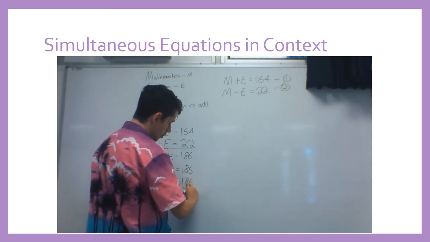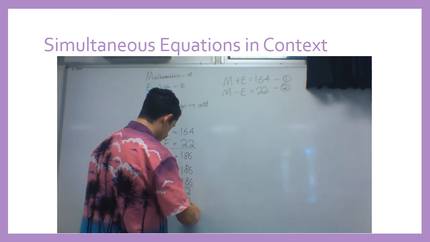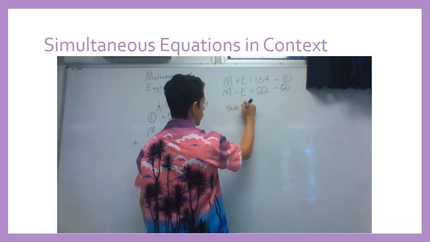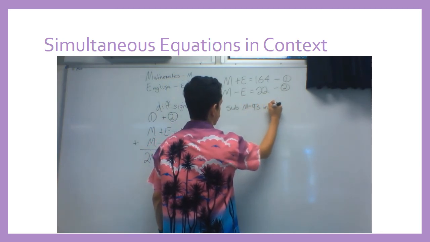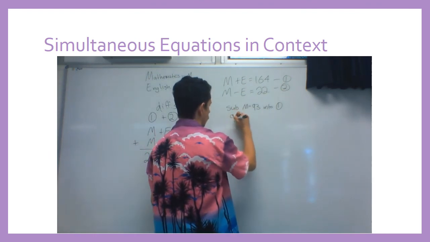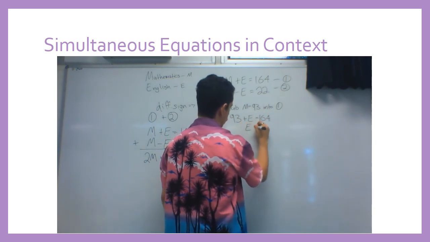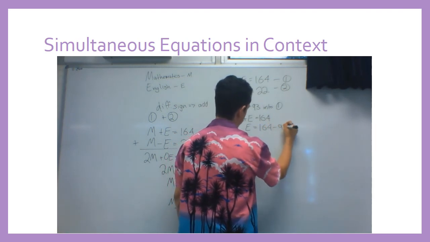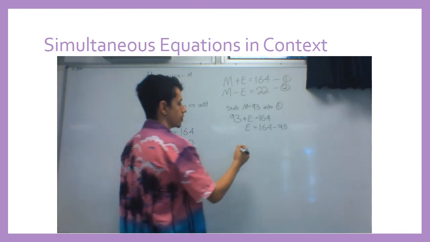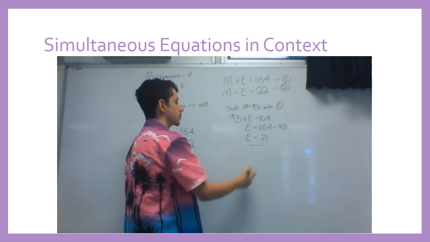Now I can solve for m, so that's what I've started doing here. I've got my answer for m. M is 93. Pretty good. Now I'm going to substitute that number back into equation 1. I'm just evaluating here. Everywhere I've seen an m, I'm now writing 93. Once I do this sum, I know that E is 71.